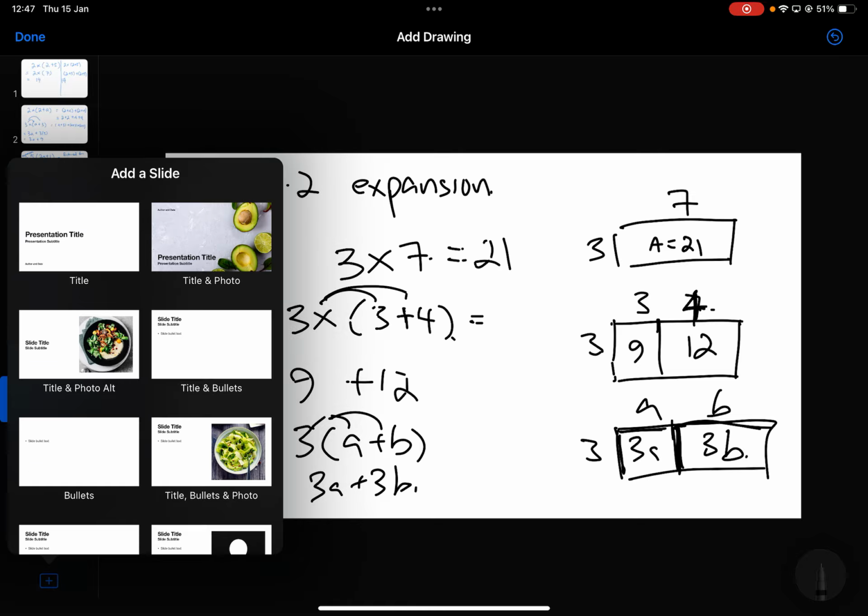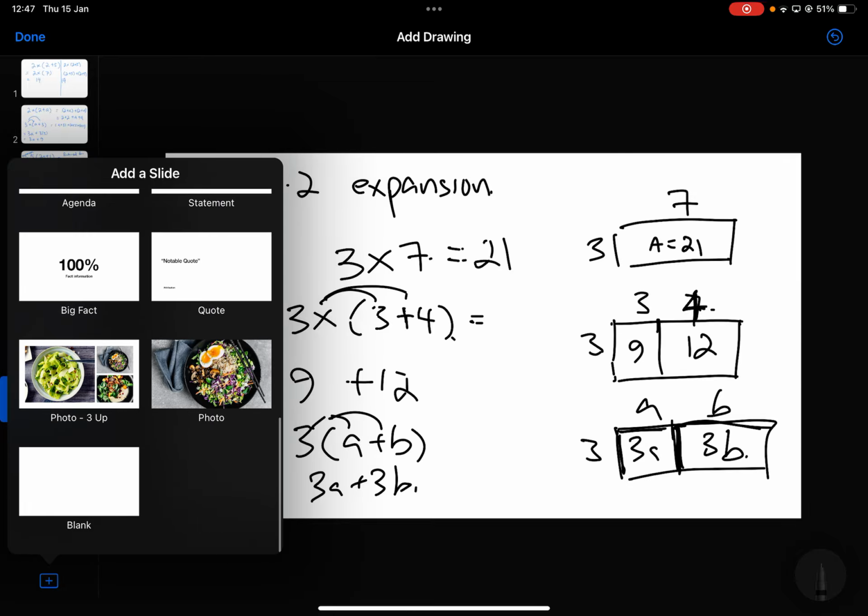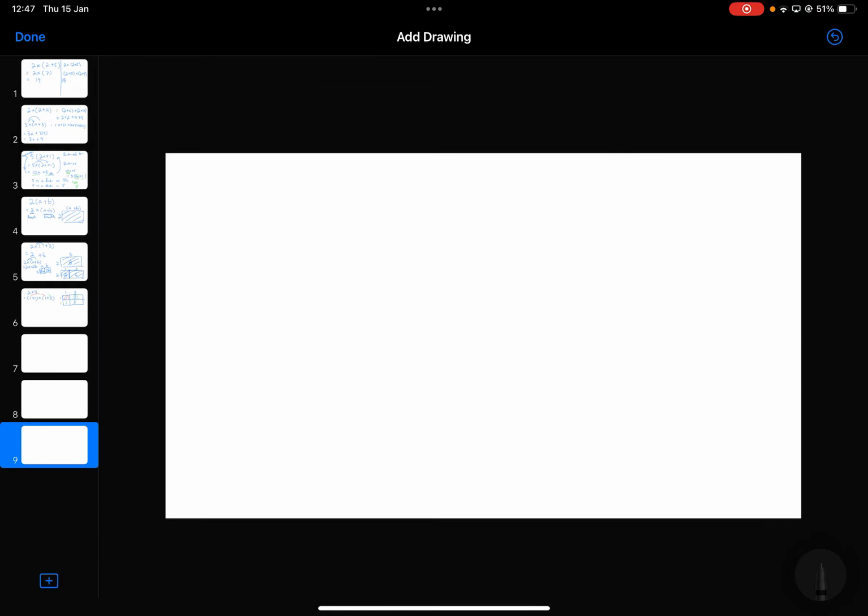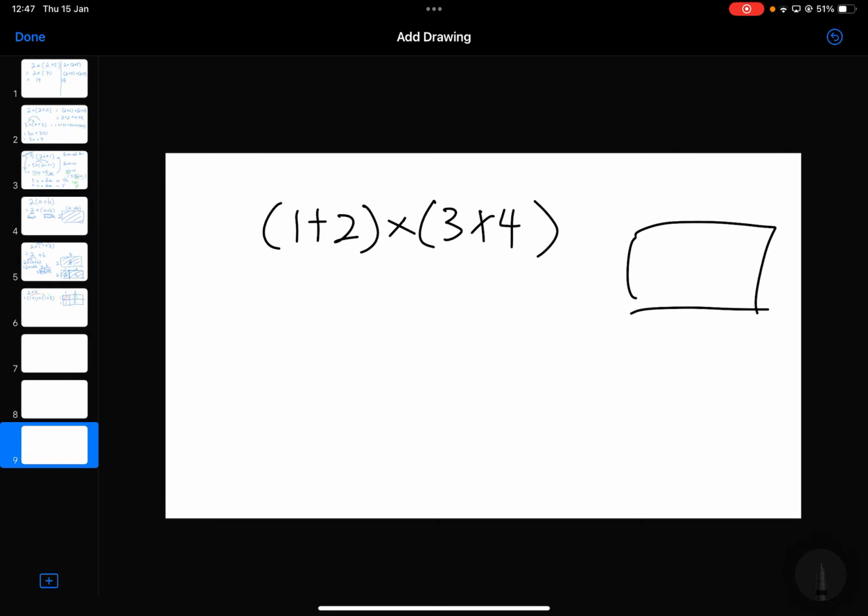So now let us extend this a bit. My 3, I also don't like to write 3. I write my 3 as 1 plus 2. I write my 7 as 3 plus 4. Then I will have 1, 2, 3, 4.